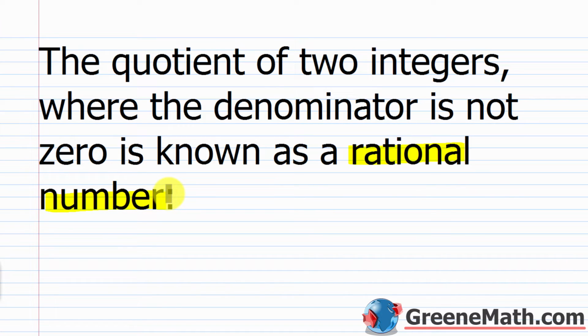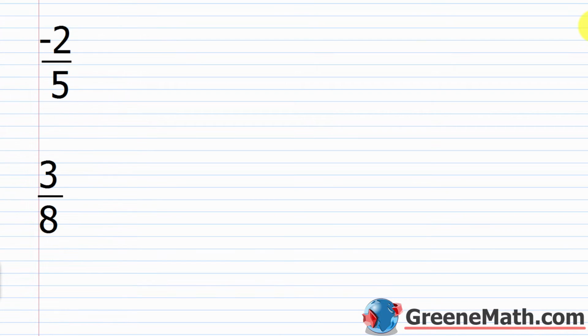So some examples, you have 1/2. So this is a rational number. We have an integer of 1 over an integer of 2. Or something like -2/5. You have an integer of -2 over an integer of 5. Or as a last example, something like 3/8. An integer of 3 over an integer of 8.